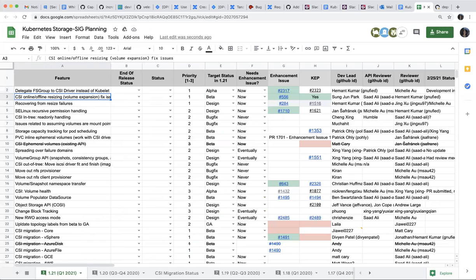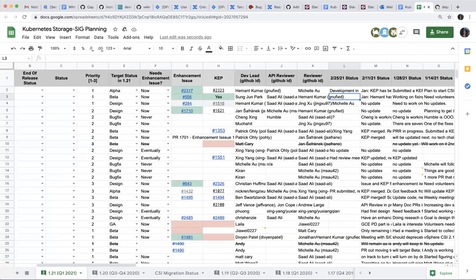Next one is the CSI online offline resizing fix issues. Haman, do you have any update on this? Yeah, so there's a PR by Xing in external resizer that I've been reviewing, and there's a PR in Kubernetes main entry as well that changes that PVC being deleted while resize is pending. That's the one that you're trying to fix.